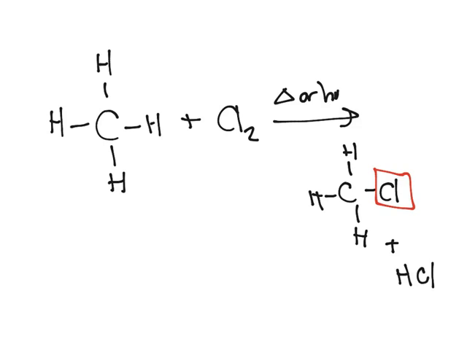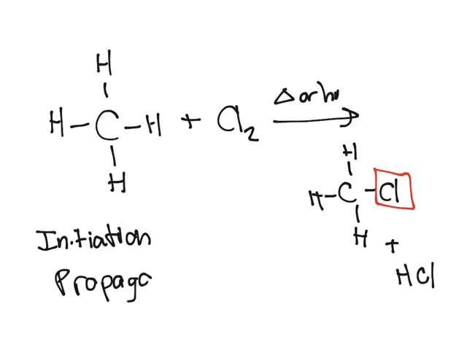And so it requires heat or light to begin the reaction. This will not happen if you just throw chlorine gas and methane together. You need essentially a catalyst. And so it consists of 3 parts. So it has initiation, propagation, and termination. And so I'm going to cover these in the next video.